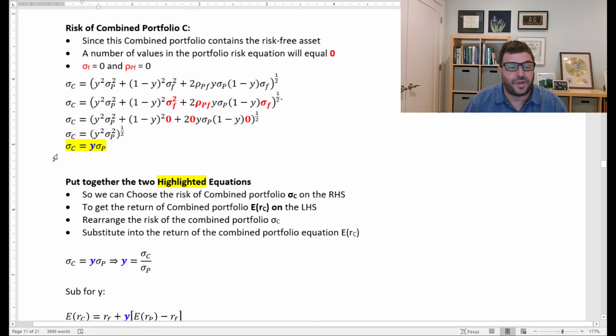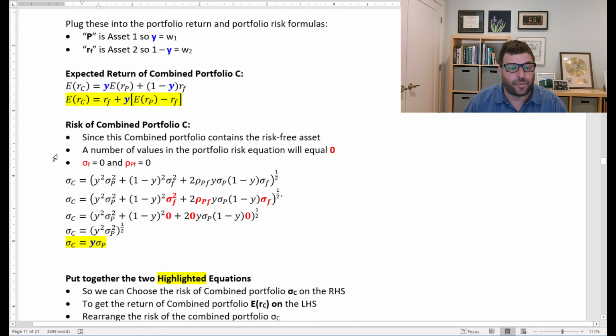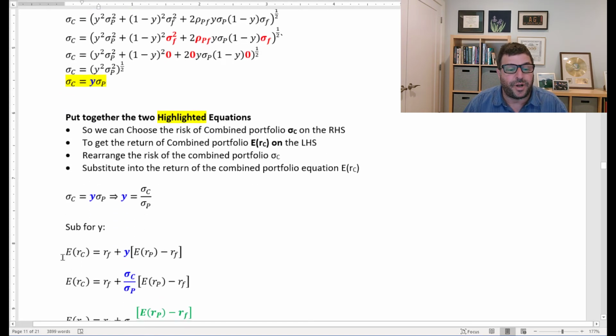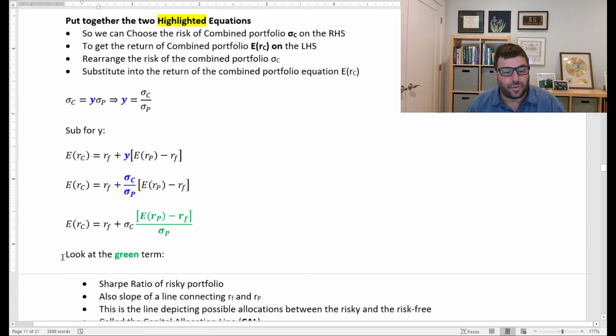And so now I have these two highlighted formulas where I have the expected return of my combined portfolio is equal to RF plus Y times the risk premium for the risky portfolio. And the risk of the combined portfolio is just the weight of the risky portfolio. And so what I want to do is I want to combine these two highlighted equations, put them together so that we have something that we can maybe find is a little bit more useful.